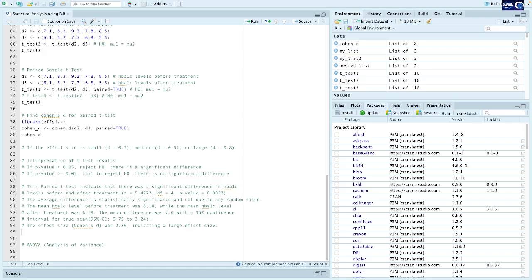The ANOVA null hypothesis is that all group means are equal. For k groups, H naught: mu 1 equals mu 2 equals mu 3, and so on up to mu k. The alternative hypothesis is that at least one group mean is different.